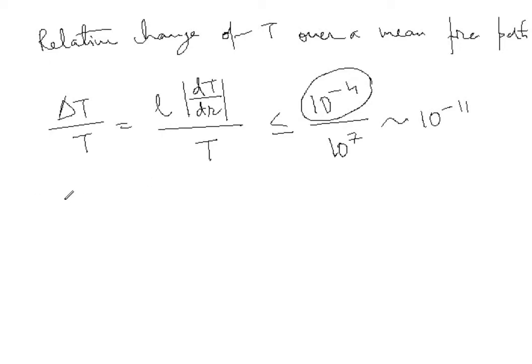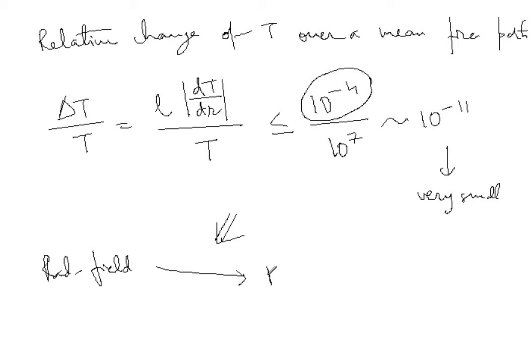Now since over a mean free path L, the relative variation of the temperature is very small, the radiation field can be described by the Planck law for the local temperature T. You see?